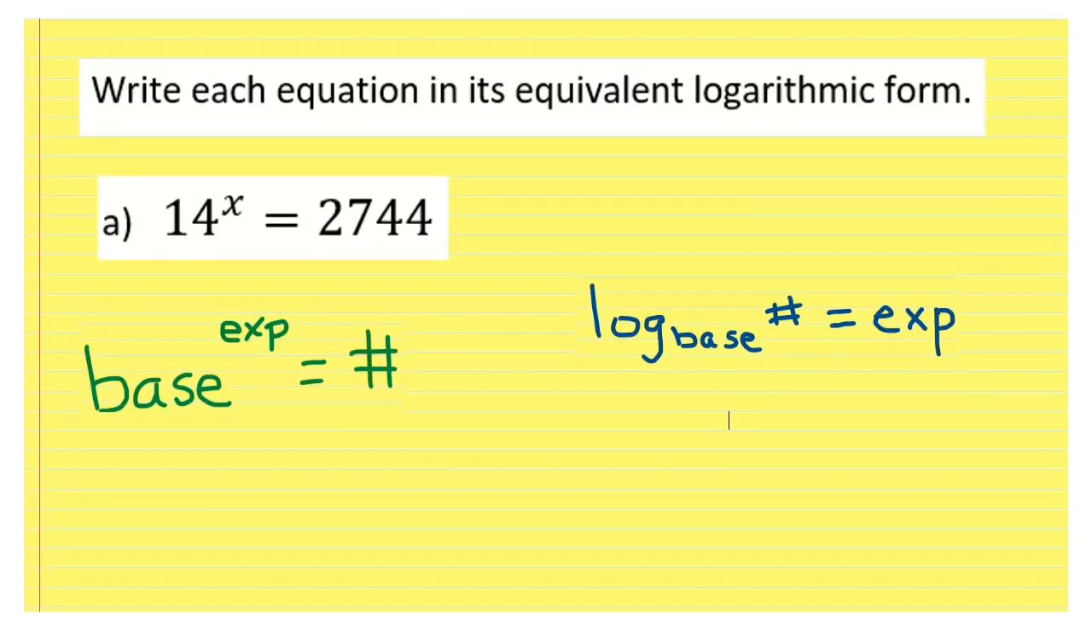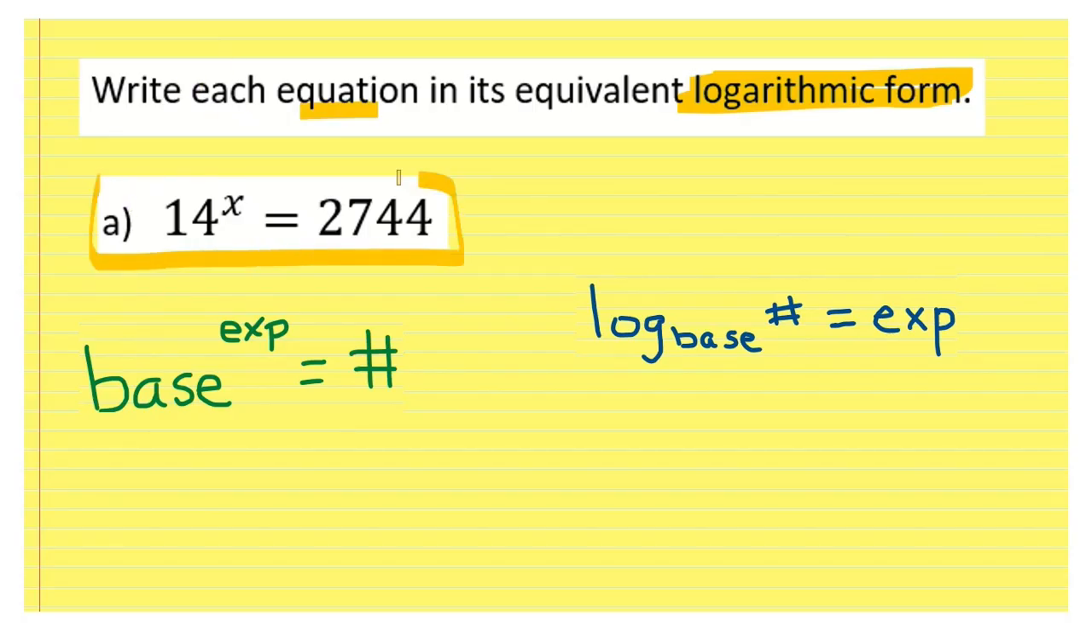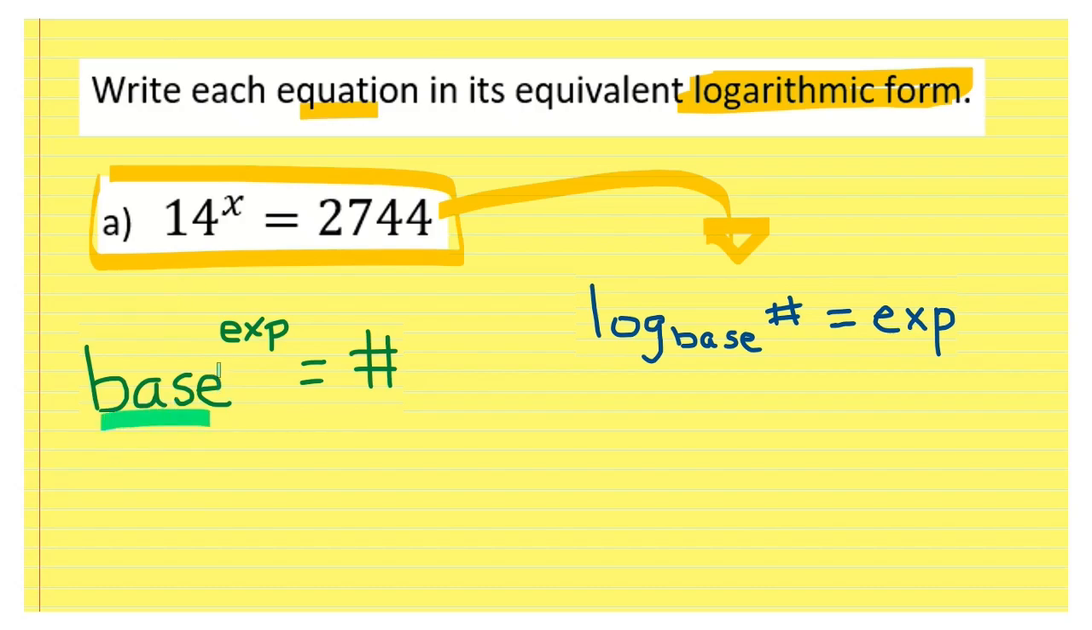Our next question wants us to do something a little bit different. It wants us to write the equation in its equivalent logarithmic form. So instead of starting with a logarithm and changing it to exponential, we're going to start with the exponential and we're going to move it to the log base. So we're going to start with the exponential version and convert it to its log form. Okay, so again, we got our standard exponential form, which is a base to an exponent, and it's equal to some number or expression, or it could be a variable.